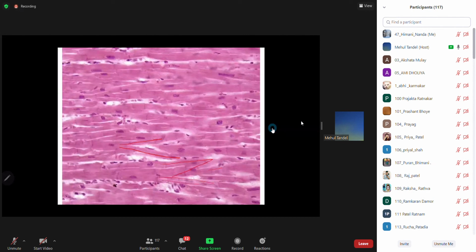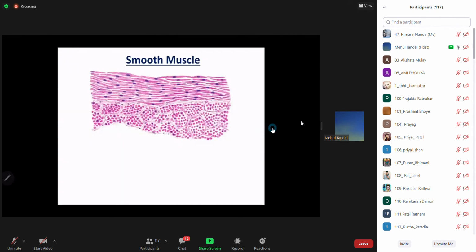Okay, meshwork. You can see fibers with a single large round or oval central nucleus, and here you can see the intercalated disc in between the muscle fibers. Intercalated disc. So these are the features of cardiac muscle.